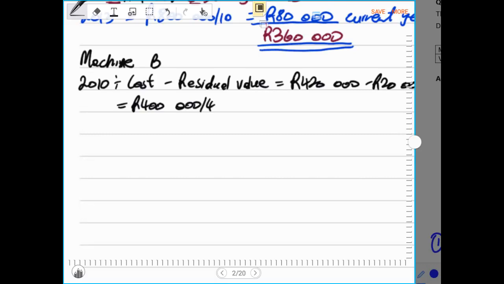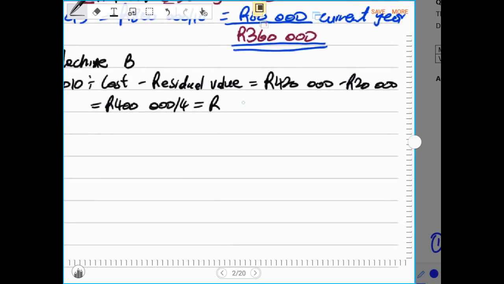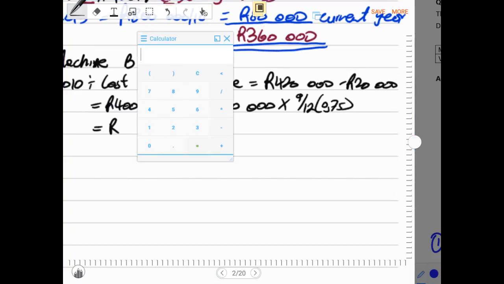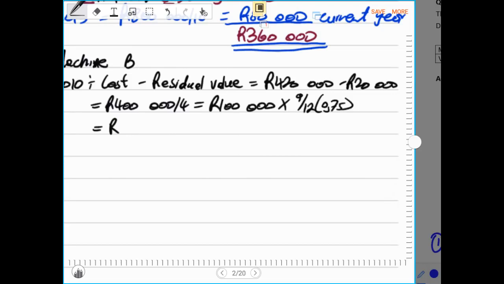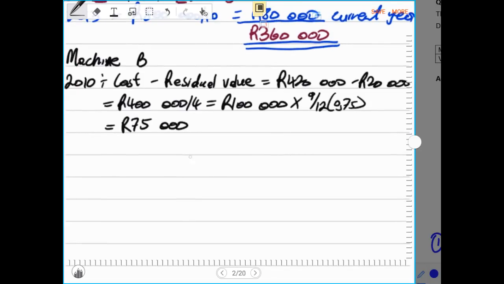We divide it by 4 years, and whatever amount that we get, which will obviously be 100,000, we have to multiply this by 9 months out of 12 months. You can just multiply it by 0.75, because 9 over 12 is 0.75. Therefore, this will give us depreciation for the year 2010. So we say 400,000 divided by 4, times 9 over 12, which is 75,000 rands. So depreciation for the year 2010 must have been 75,000.